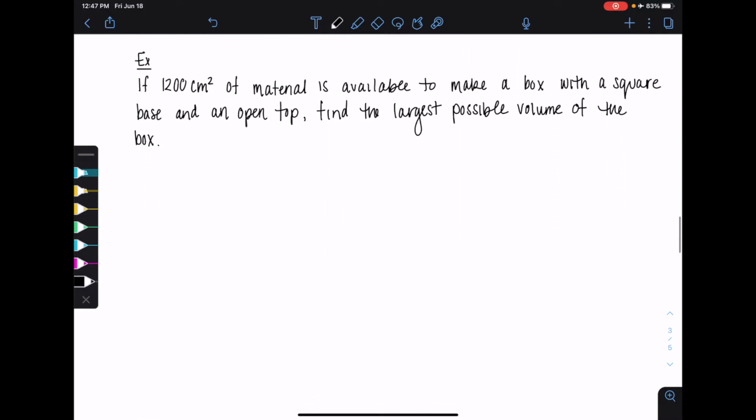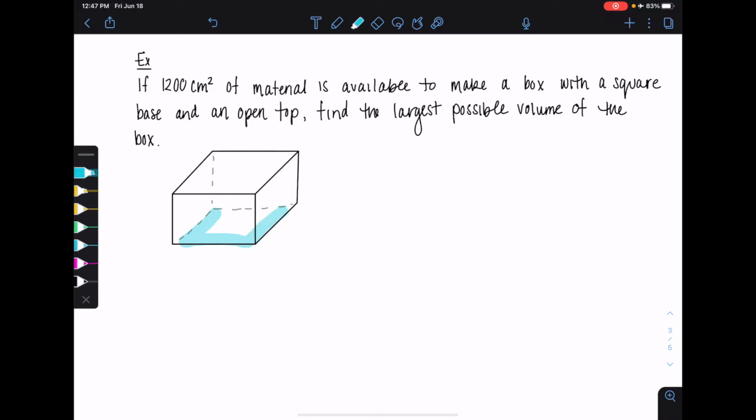Let's try a second one. We are told 1,200 centimeters squared of material is available to make a box with a square base and an open top. We want to find the largest possible volume of the box. Again, I'm going to draw a picture first. We've got our box. This is a square base, so all sides are exactly the same, and I have no top to this.